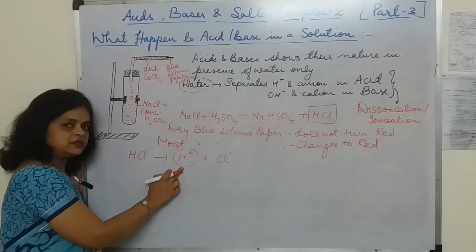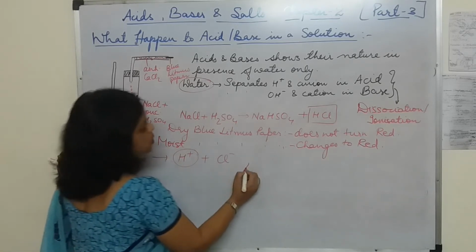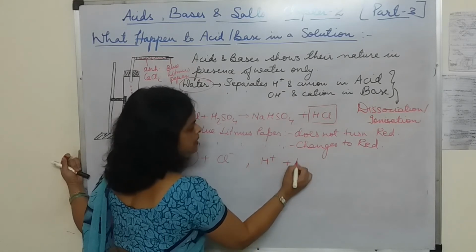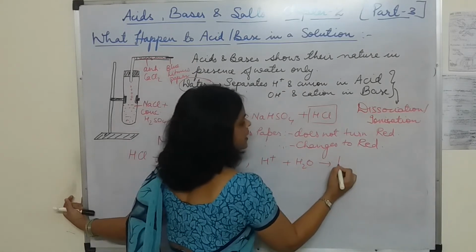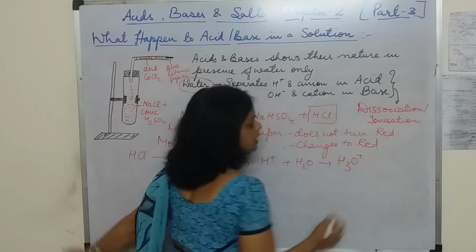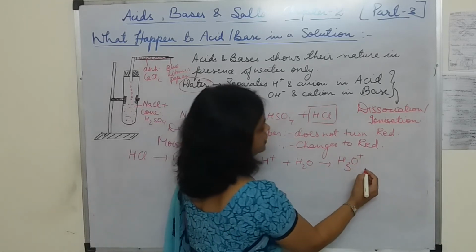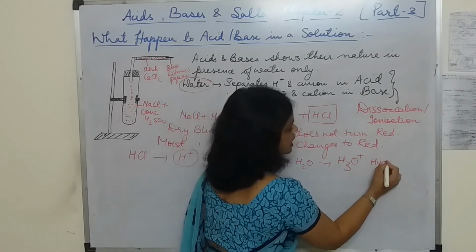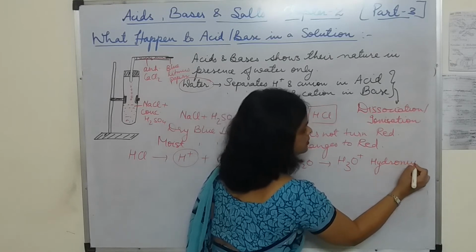This H plus ion cannot exist as it is, so H plus combines with a water molecule and they form the hydronium ion. This is H3O plus, and the name is hydronium ion.